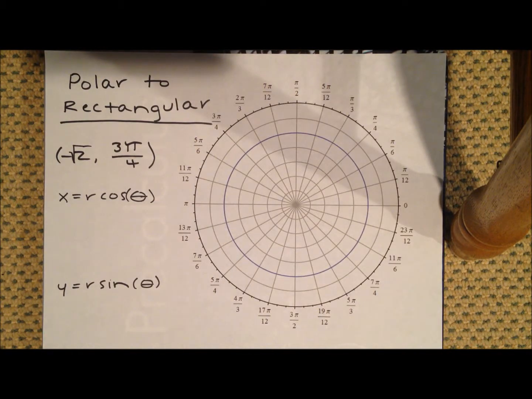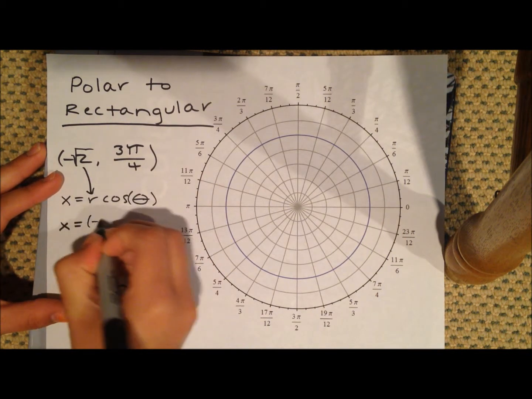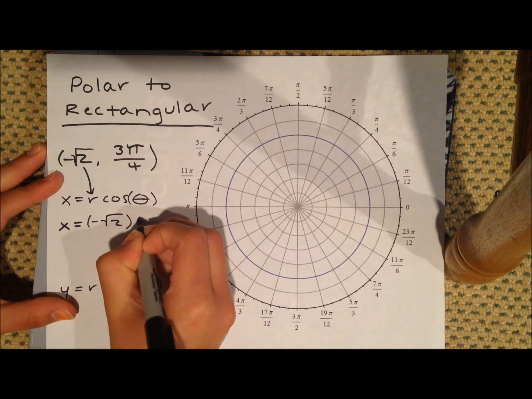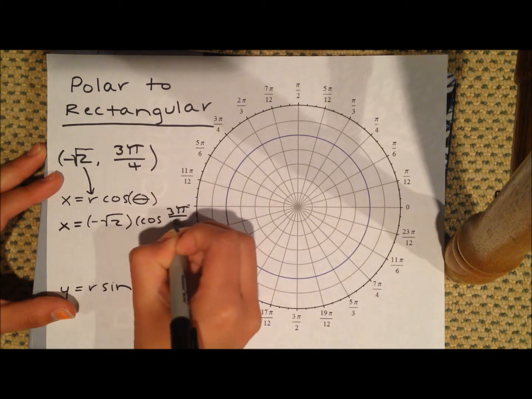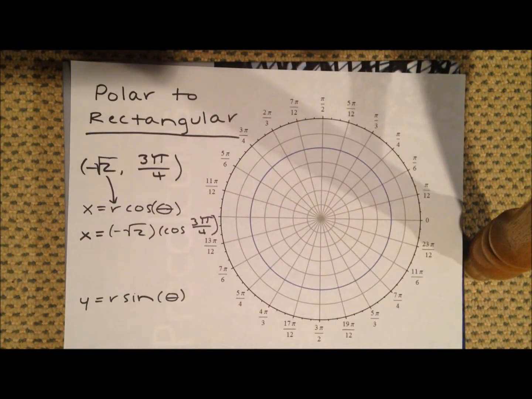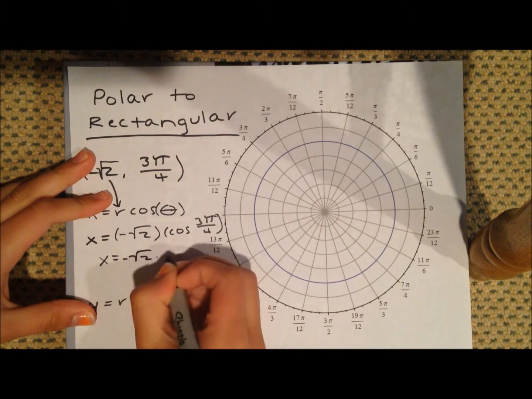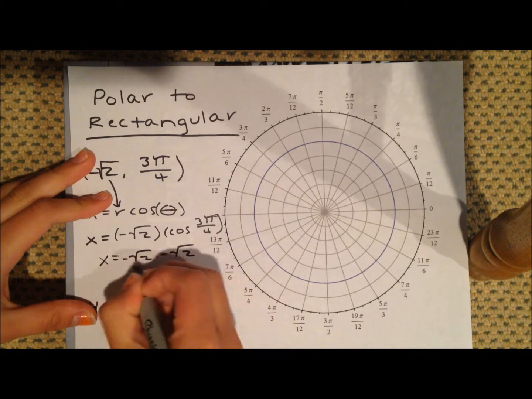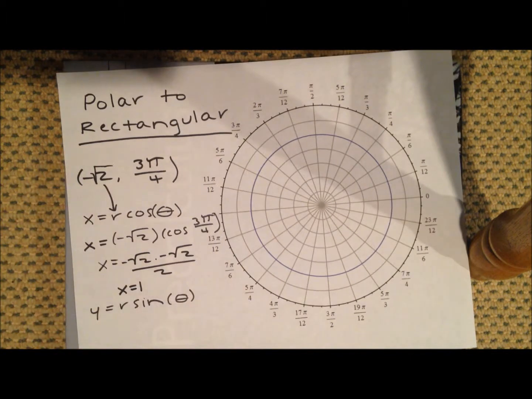First, we'll convert polar coordinates to rectangular coordinates. Here, x equals r, which is negative root 2, times the cosine of 3 pi over 4. The cosine of 3 pi over 4 is negative root 2 over 2. So x equals negative root 2 times negative root 2 over 2, which simplifies to 1. So the x-coordinate is 1.